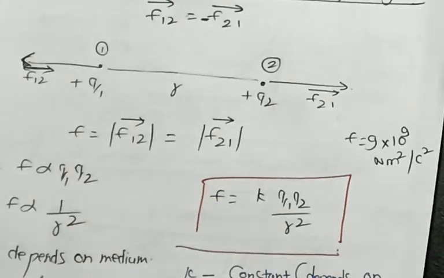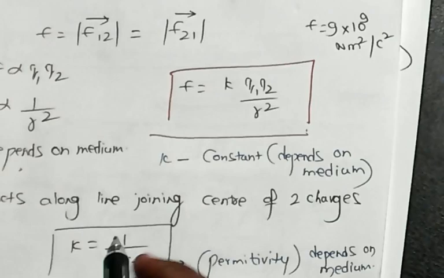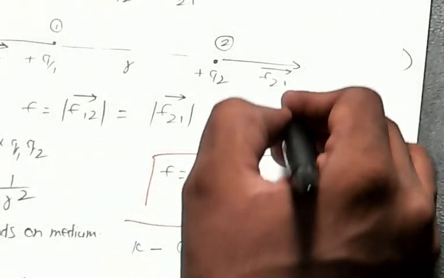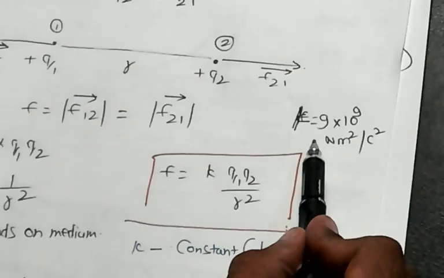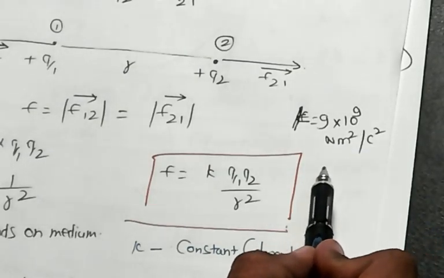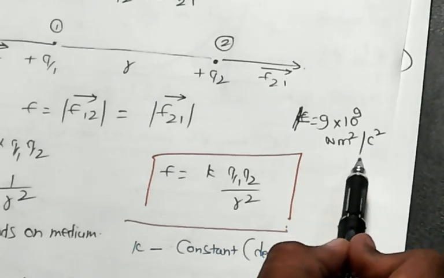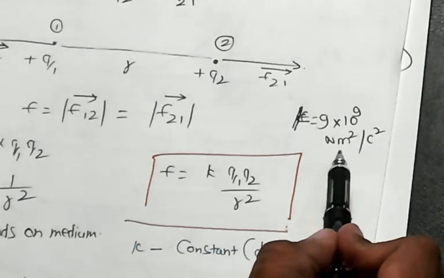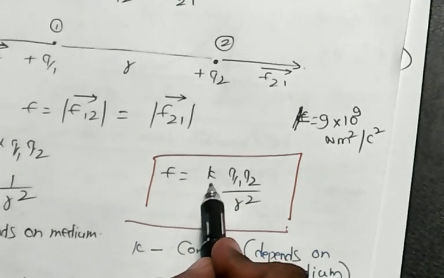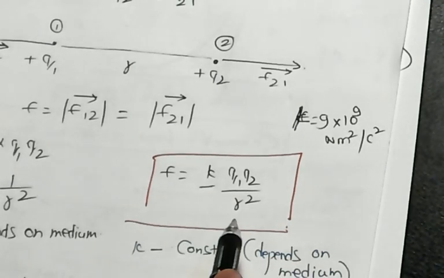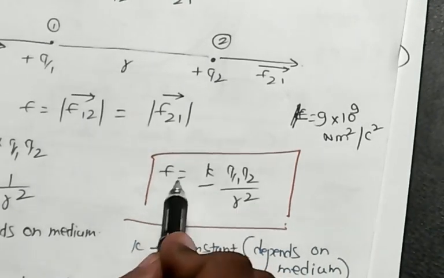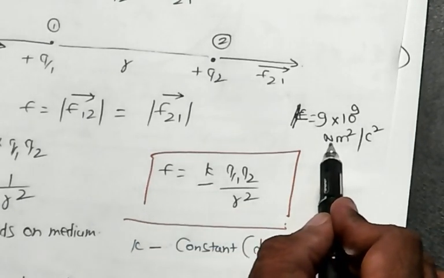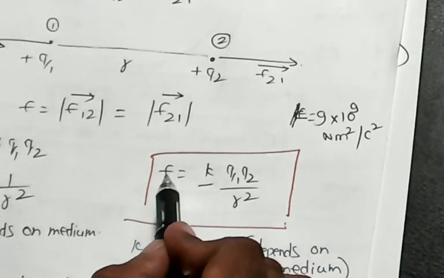Now, what is the value of K? It is 9 into 10 to the power of 9 Newton meter square by Coulomb square. How did you get that? This value K is equal to F into R square. F को, what is the unit of force? Newton. R square ऊपर जाएगा.